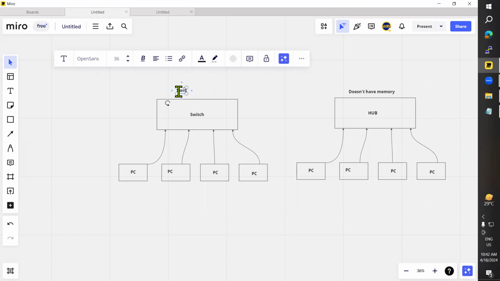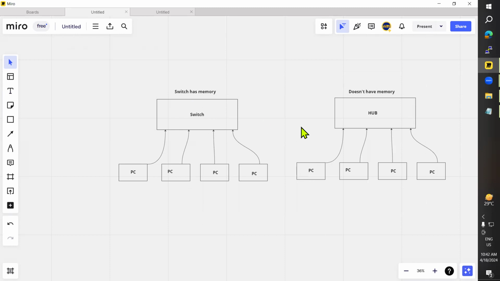The switch has memory. If you lose your memory, any human or animal cannot recognize others, right? Similarly, a hub doesn't have a memory, and a switch has a memory. That is the reason a switch is faster than a hub. So what is memory? Maybe you're getting confused, right?